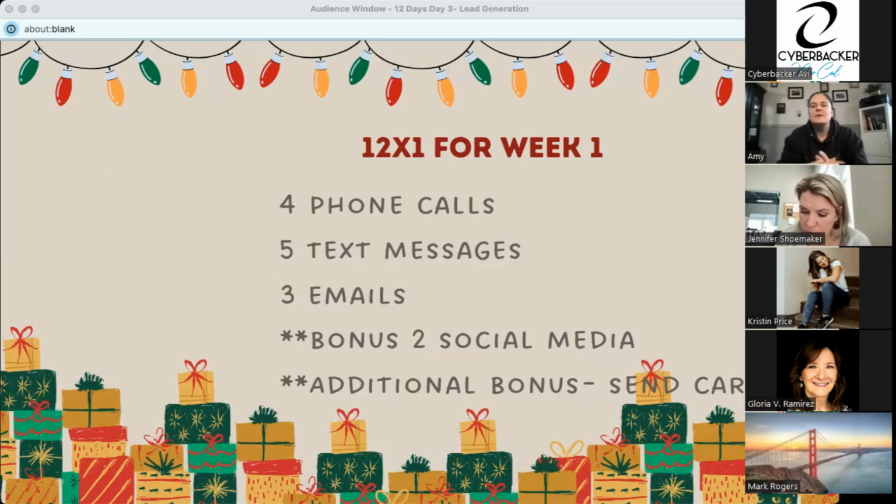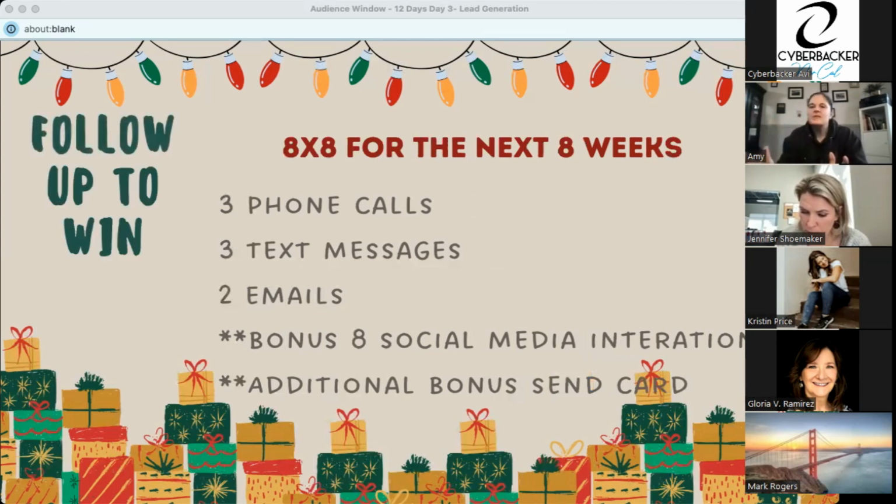So they didn't respond to the 12x1 at the end of the week. We roll them over to that 8x8 campaign for the next 8 weeks. On the 8x8, the goal is to attempt to connect with them once per week. It's going to be a mix of phone calls, text messages, and emails, and you can add in the bonus items if you found them on social media or if you have their address. So it should be at least 3 phone calls, at least 3 text messages, and 2 emails. Remember, it's an 8 plus by 8. So 8 is the minimum number of interactions. We can always interact with them more.